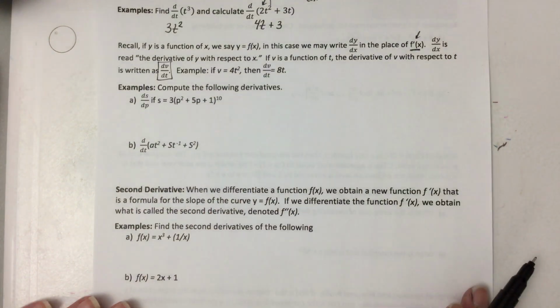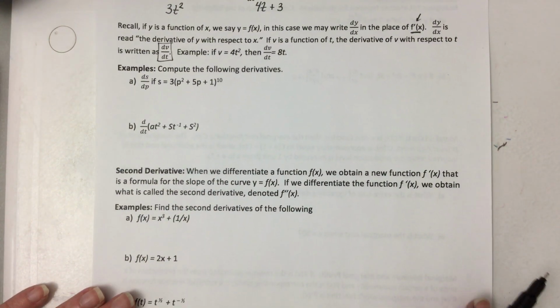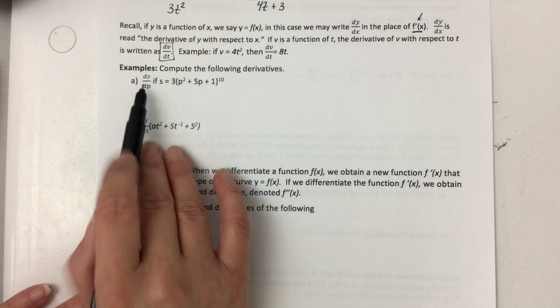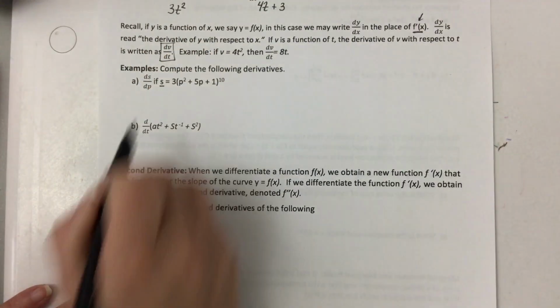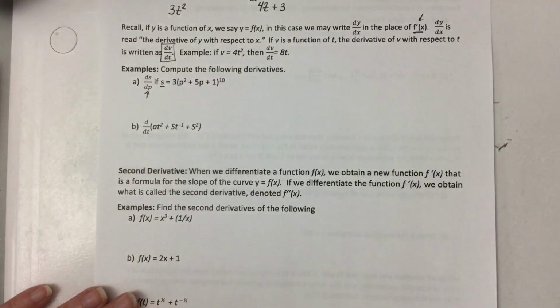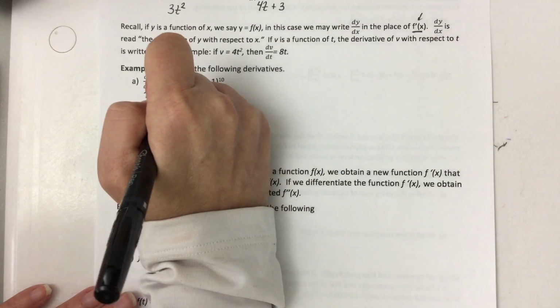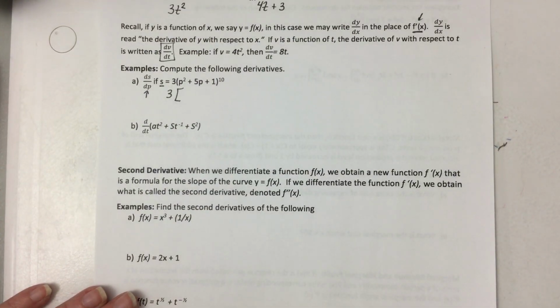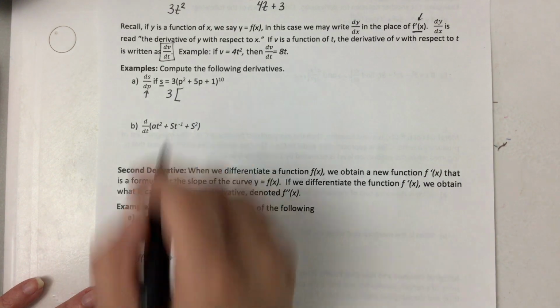Now here are those rules that we looked at in 1.6. Remember, we had the constant multiple rule, we had the sum rule, and we had the general power rule. We are finding the derivative of s with respect to p. P is our variable. I'm going to take the 3 out front. Remember, that's that constant multiple rule. I don't want to deal with it right now. I'm going to move the 3 up front.